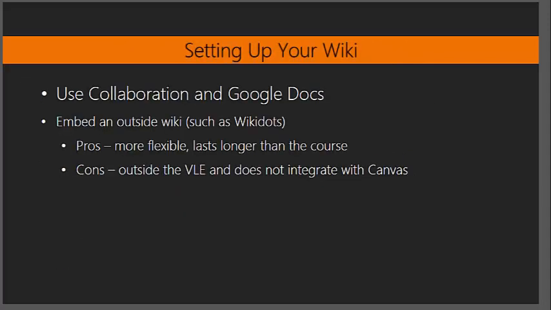So when you set up your wiki, you use collaboration and Google Docs. You can embed an outside wiki such as Wikidot, and the advantage of using a cloud-based wiki is that it's more flexible and it lasts longer than the course, but the downside is that it's outside the virtual learning environment and it does not integrate with Canvas.